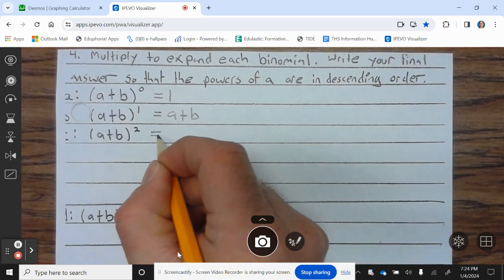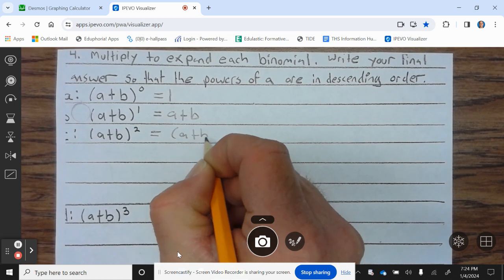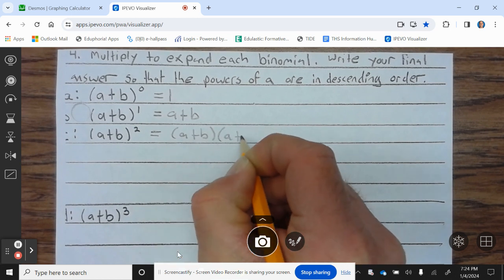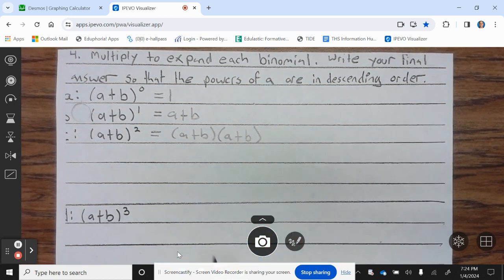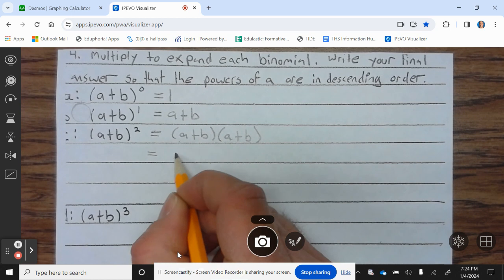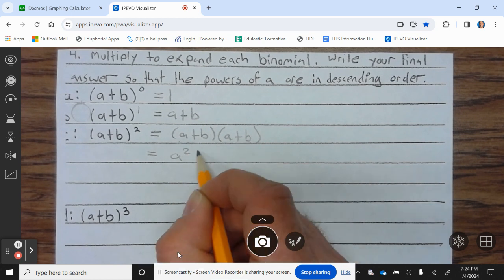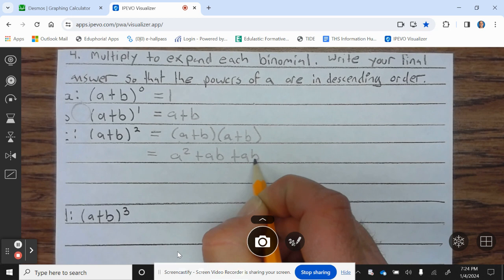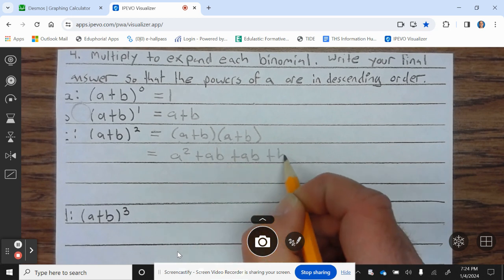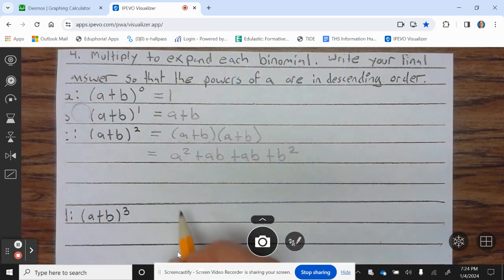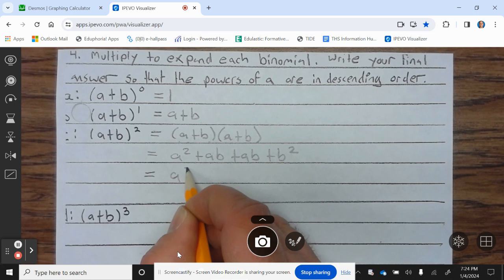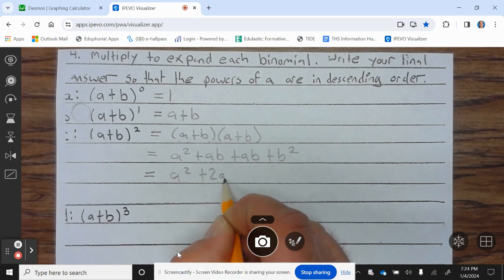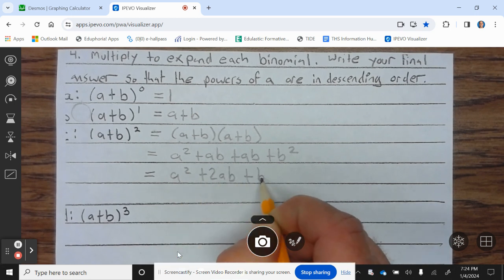Now, a plus b squared is equivalent to a plus b times a plus b. So we need a 4. A times a is a squared. A times b is plus ab. B times a is plus ab. B times b is plus b squared, which simplifies to be a squared plus 2ab plus b squared.